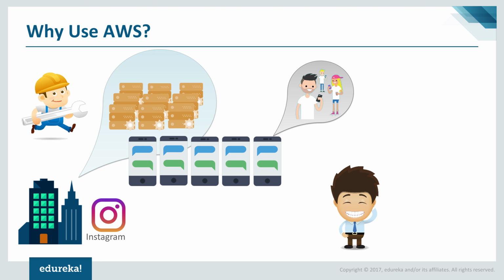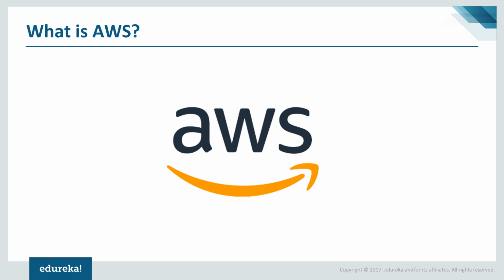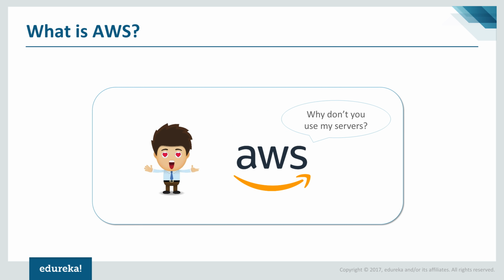So the kind of attention that was required for you to give to your application, it could not get that attention because half of your attention was towards the infrastructure side, which is understandable, right? So these were the problems before cloud computing, and one fine day AWS came up and said, but why don't you use my servers, right?